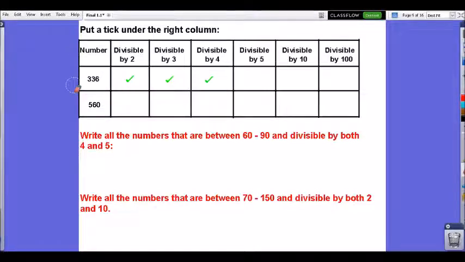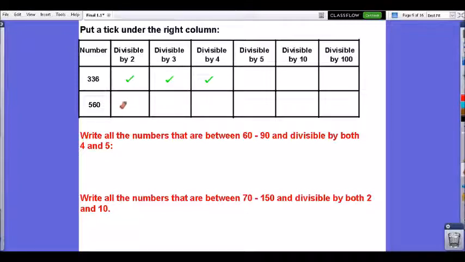Is it divisible by 5? Does it end with a 5 or a 0? No. Is it divisible by 10? Does it end with a 0? No. Is it divisible by 100? Does it end with 2 zeros? No. The last number here is 560. Is it divisible by 2?